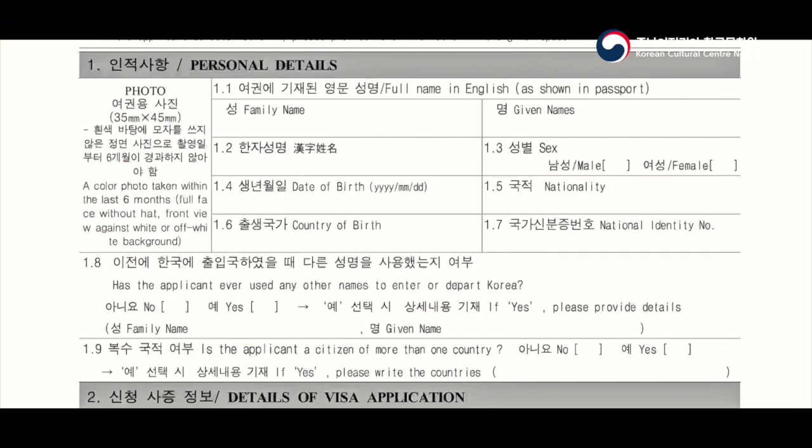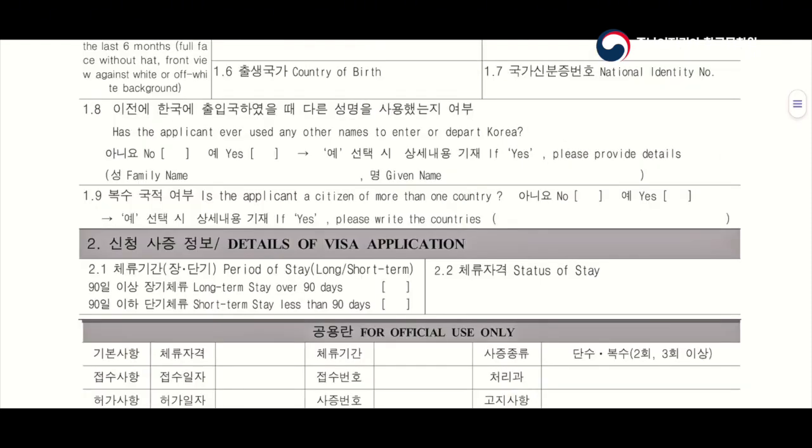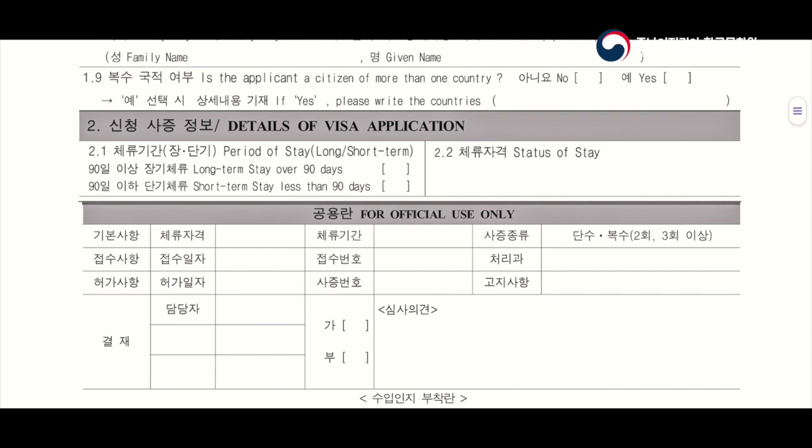The second step is the details of visa application. For the details of visa application, this is the period of staying and the status of staying. We have the long-term stay over 90 days and the short-term stay less than 90 days. So you have to indicate which you're going for.